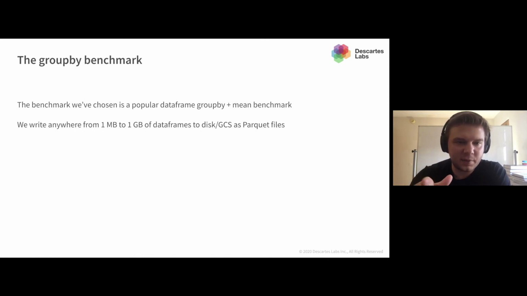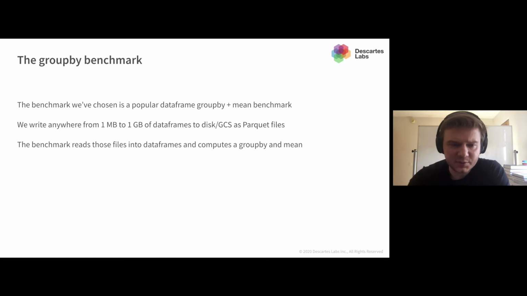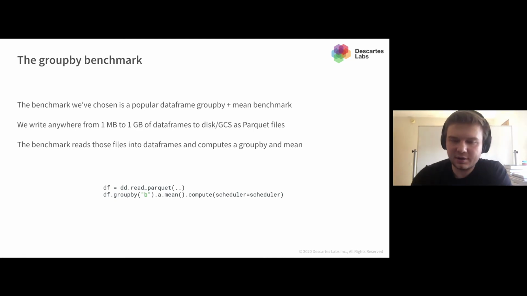So we write anywhere from 1 megabyte to 1 gigabyte of data frames to disk if running the benchmark on a single node, or to Google Cloud Storage if running the benchmark on multiple nodes, like on a cluster. And we write those as Parquet files. And then the benchmark just reads those files into data frames and computes a group by and a mean. So a very, very simple benchmark.